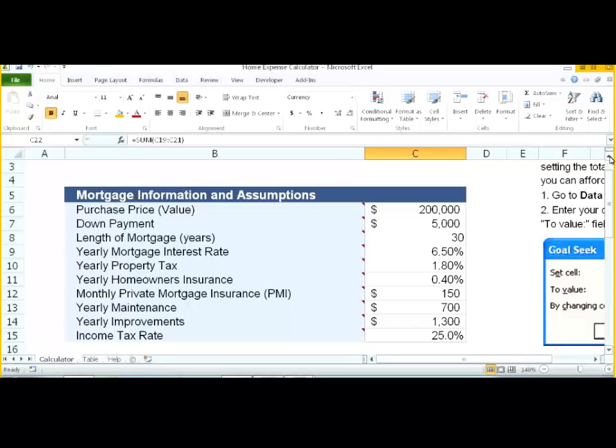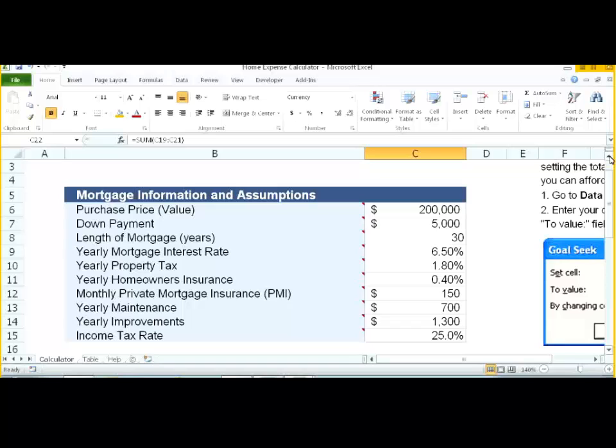I finally thought of what the insurance is called. It's called private mortgage insurance. If you have a down payment that's less than 10%, typically you have to pay private mortgage insurance. Probably the lower the down payment, the higher the percent you have to pay for the private mortgage insurance, which we'll get to in a second. The length of the loan is 30 years, which is typical. Your yearly interest rate here, they're showing 6.5%. Your yearly property tax is 1.8% of the value of the house.